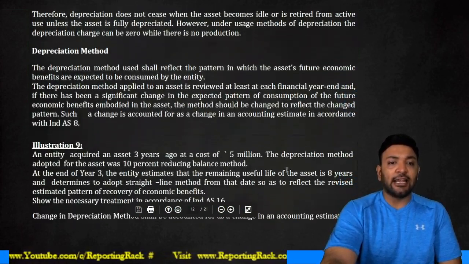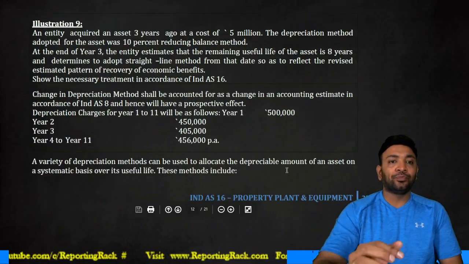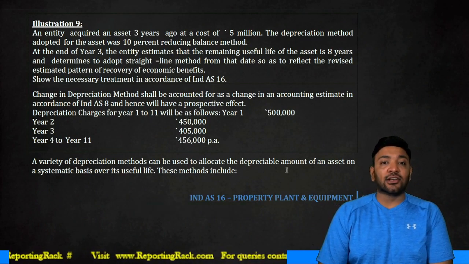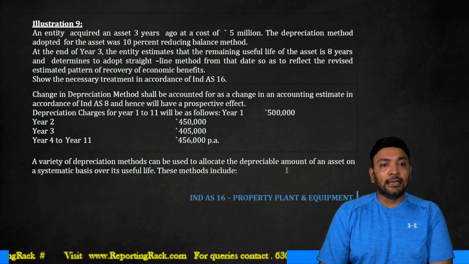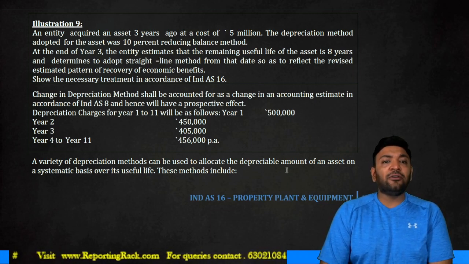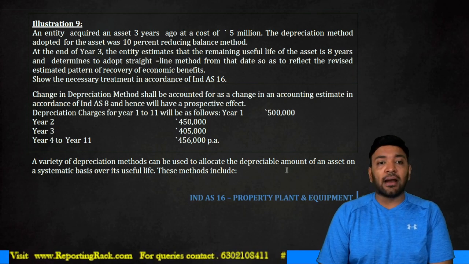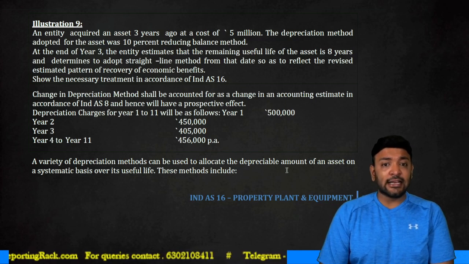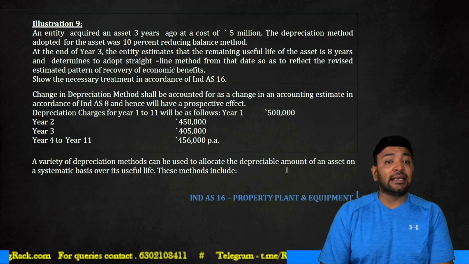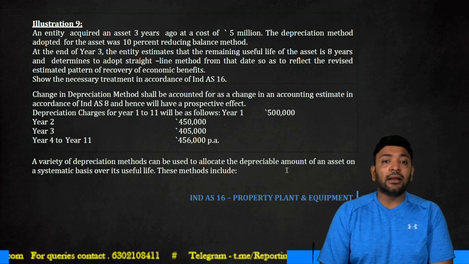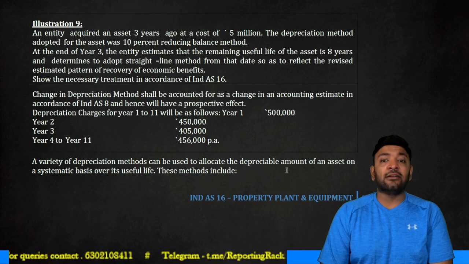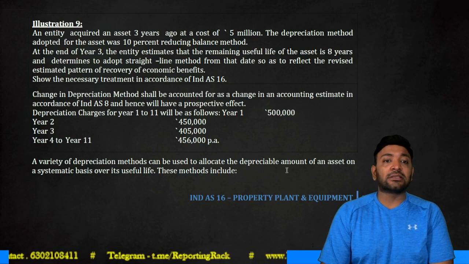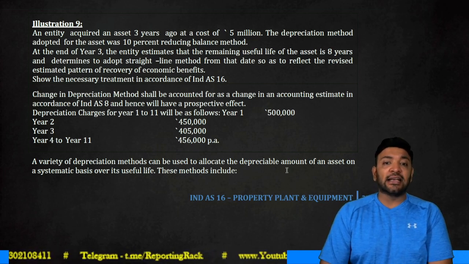Let's go to illustration number 9. An entity has acquired an asset 3 years ago at a cost of 5 million. The depreciation adopted for the asset is 10% on reducing balance method. At the end of year 3, the entity estimates that the remaining useful life of the asset is 8 years and determines to adopt a straight line method of depreciation from that date, so as to reflect the revised pattern of recovery of economic benefits. Show the necessary treatment as per IND AS 16.